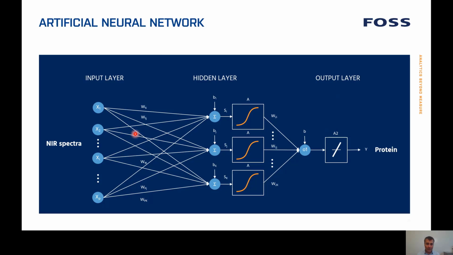The tricky part in neural networks is to estimate the W's, all the weights here. And the W's in neural networks can be compared to the regression coefficients in PLS. It's something that we have to estimate. In PLS, we can estimate them directly from the data. This is not possible in neural networks. Here we have to search for the best optimum, or the best values of the weights.